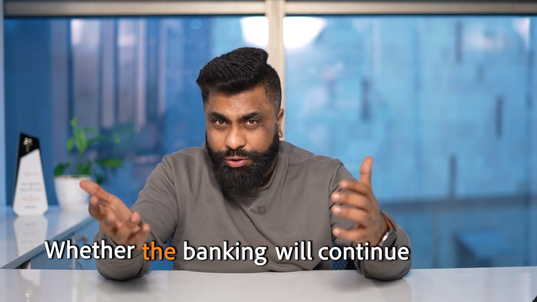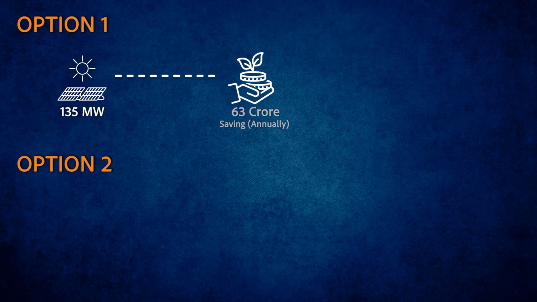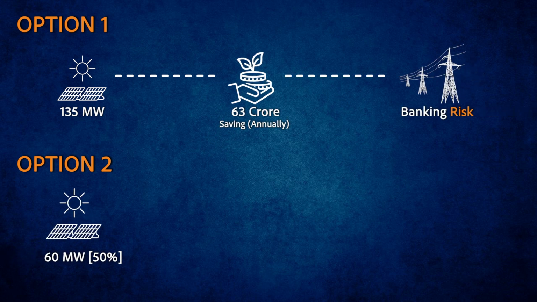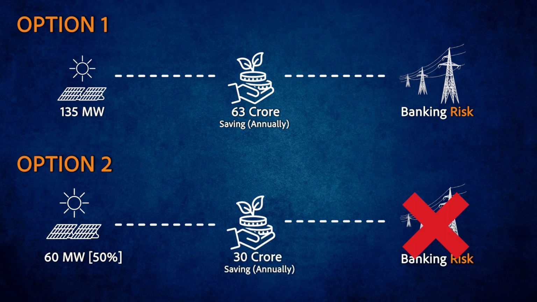For example, one of the biggest risks in this case is whether the banking will continue or not. So this CFO has 2 options: take 135 megawatt, enjoy 63 crore, and go with the banking risk. The second option is to take 50% capacity, which is 60 megawatt, which will give him 30 crore rupees savings in a year, but there is no risk of banking. So it depends how much ishq he has towards the return, so that he can decide the risk accordingly.